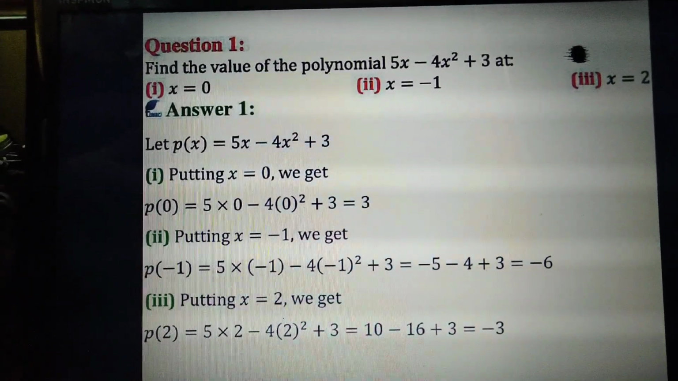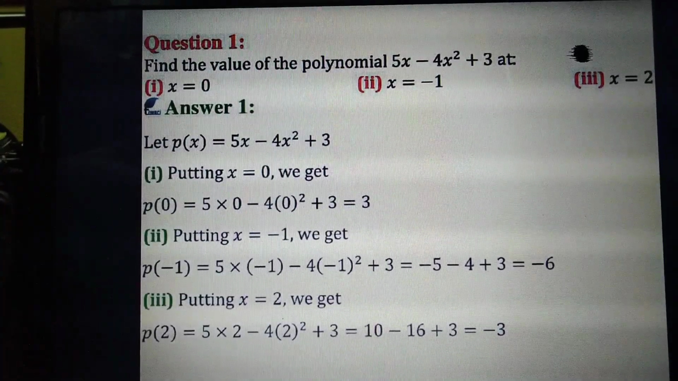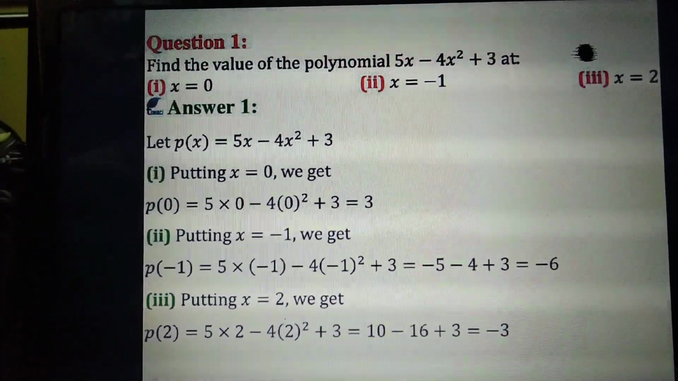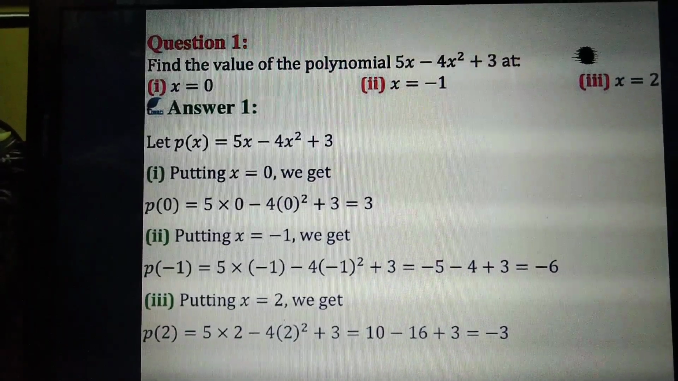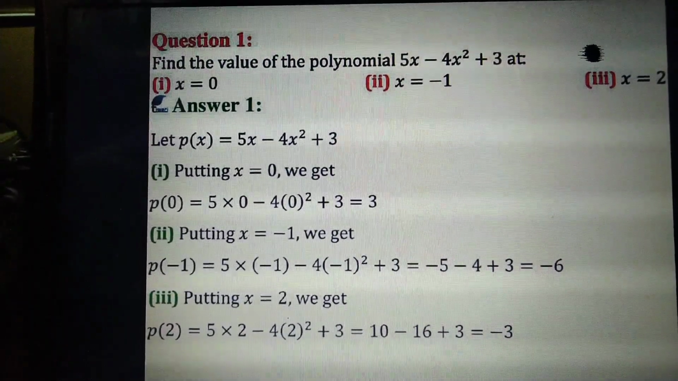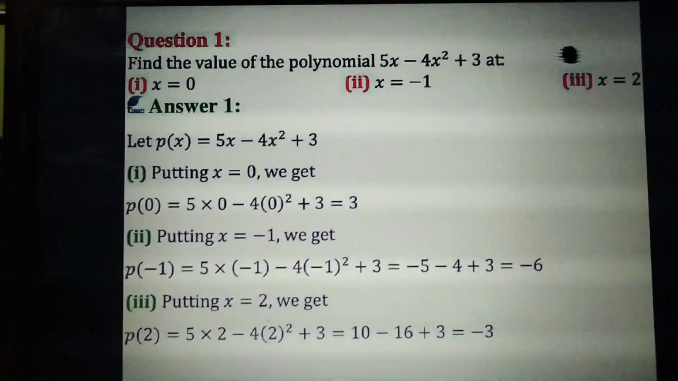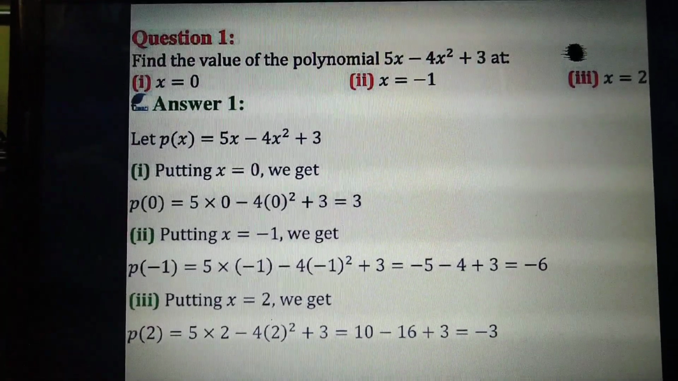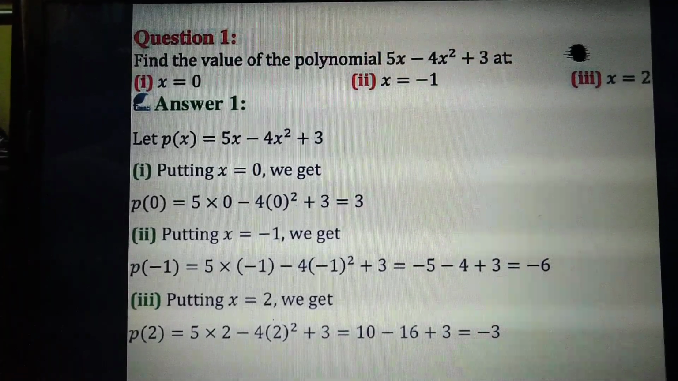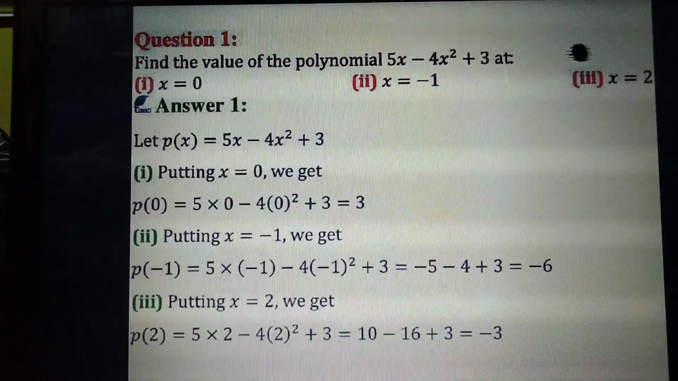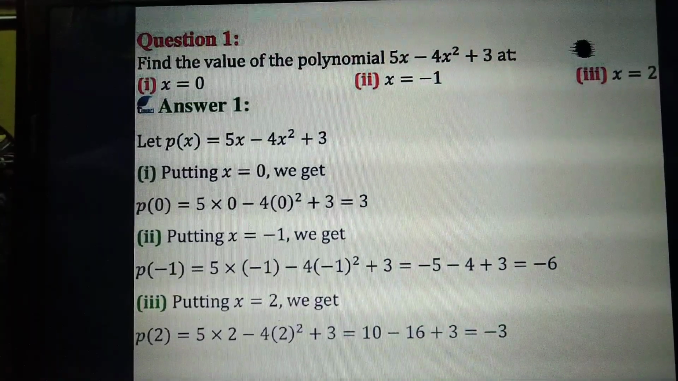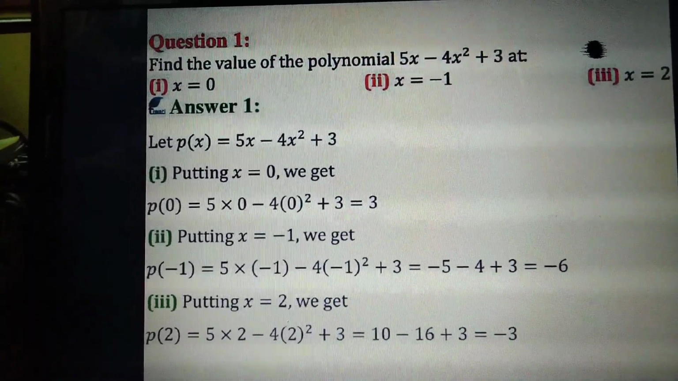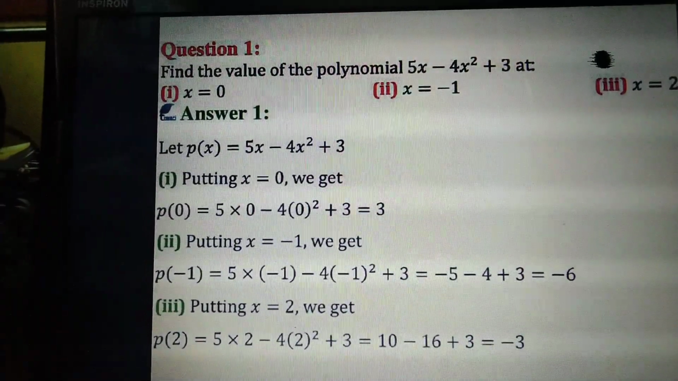First question. Find the value of the polynomial 5x minus 4x squared plus 3 at x equal to 0, x equal to minus 1 and x equal to 2. See the solution. Take the given polynomial as p of x. So p of x is equal to 5x minus 4x squared plus 3.